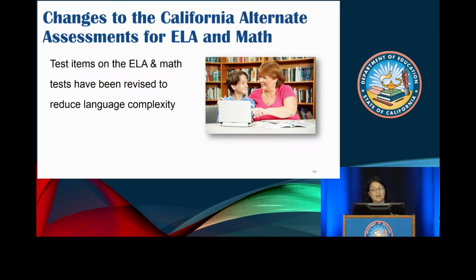So updates to the item banks for the math and the ELA began in May of 2017 to create guidelines for language complexity with the expertise and input of California educators. The items used for the 2017-18 administration were developed with these new guidelines. And these item refresh efforts will continue into the 2019-20 administration.